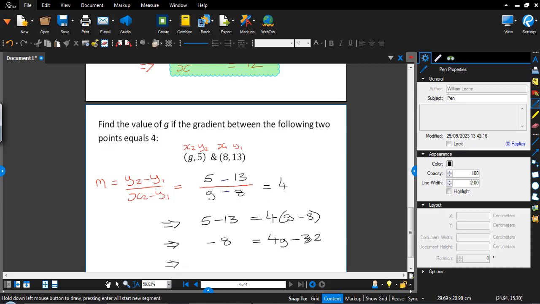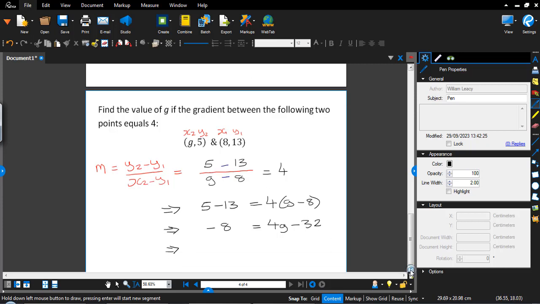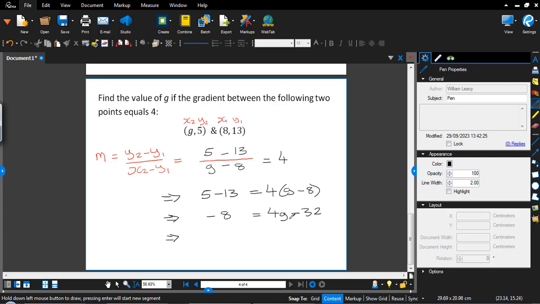So I was good. Or my mind is good at making these questions today. Alright. 4g, so I'll bring this across, it becomes plus 32. Positive 32 minus 8 is 24. Equal 4g. Well, 4 times what number gives you 24? It's 6, isn't it? That implies 6 equals g.